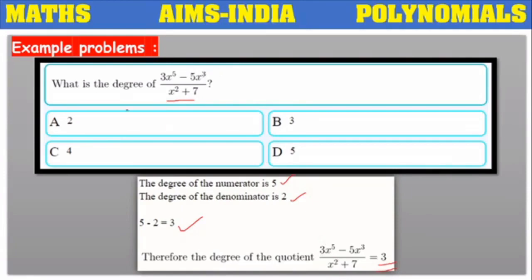So if they give quotients in the place of expressions, then what you have to do is find the degree of the numerator first, then the denominator, and subtract both. Whatever value you get, that will be the degree of the given quotient kind of polynomial.